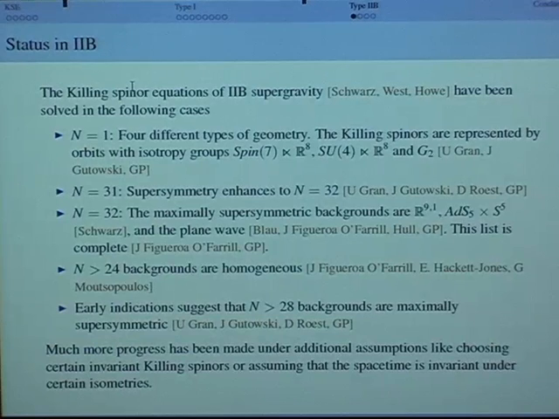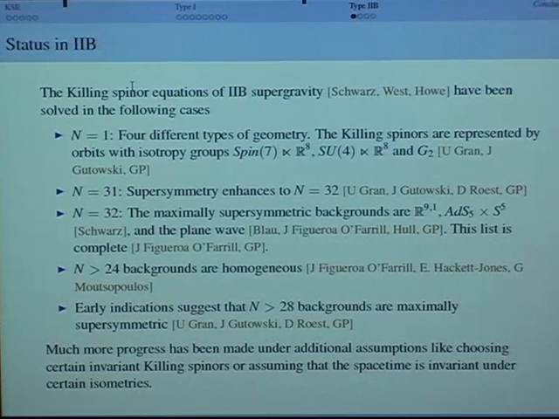Now this is the summary of what is happening in 2B. In 2B we know there are 4 types of different geometries that occur for N equals 1, associated with stability subgroups Spin(7), SU(4), SU(2), and G2. For N equals 31, the supersymmetry enhances to N equals 32. So there are no backgrounds with 31 supersymmetries. The N equals 32 backgrounds are known. They are Minkowski, AdS, and the plane wave.